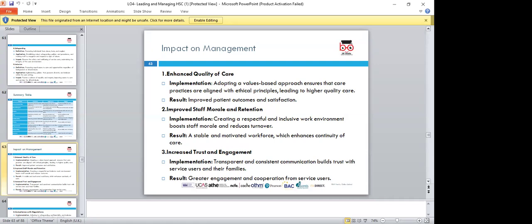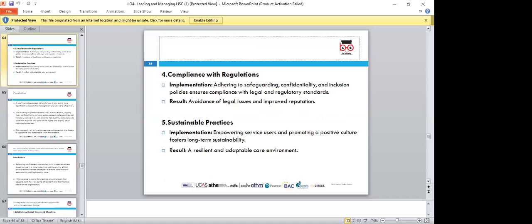Increased trust and engagement. Transparency, consistency, and communication build trust with service users and their families. It results in greater engagement and cooperation. Compliance with regulations, adhering to safeguarding regulations, security regulations, and all that. It prevents legal issues and improves reputation, and also helps the staff to be happy, so that there are no legal issues that affect the staff, and it does not lead to resignations or unhappy staff, but it leads to continuous improvement of care and retention as well.